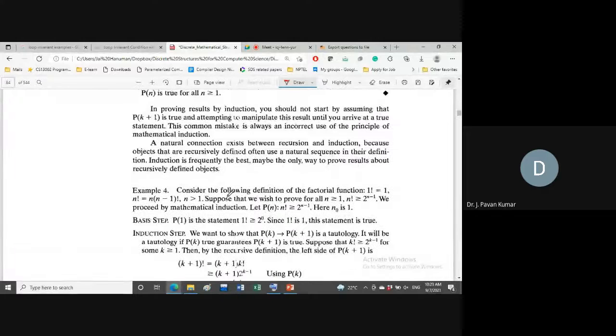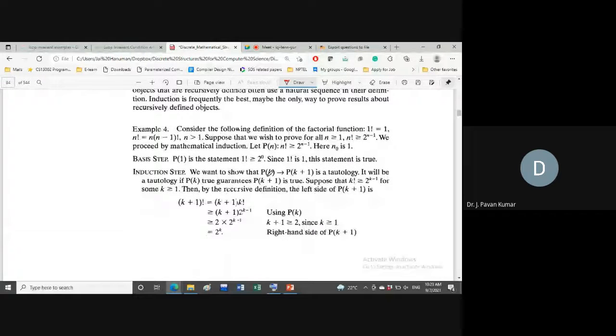This is another example. This you can go through. I will just give you a glimpse of it. The statement is: consider the factorial. 1 factorial is 1, n factorial is n into n minus 1 factorial. This we know, and it can be observed that n factorial is greater than or equal to 2 power n minus 1. This is the fact. This statement we have to prove. For that we will use mathematical induction. Base case we are assuming as 1.